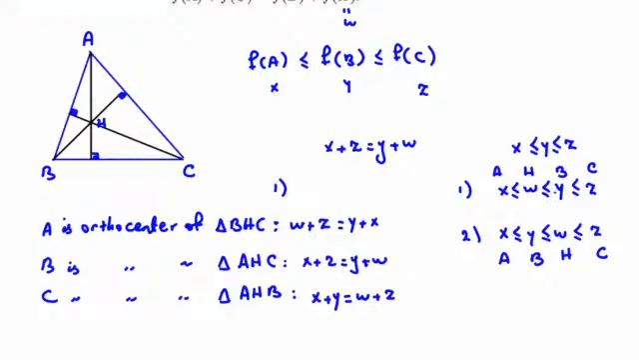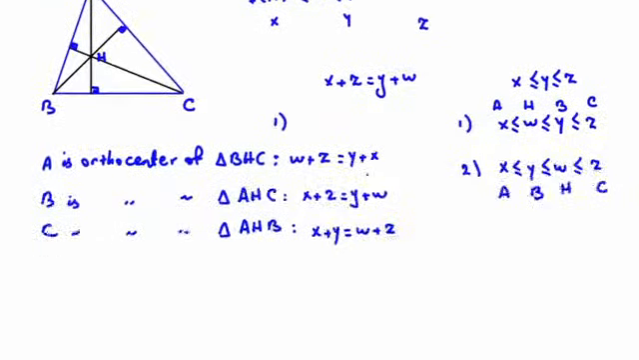Okay, AHB: X plus Y, W plus Z. AHC: X plus Z equal to W plus Y. ABHC: W plus Z, Y plus X. Okay, now let's analyze these cases.